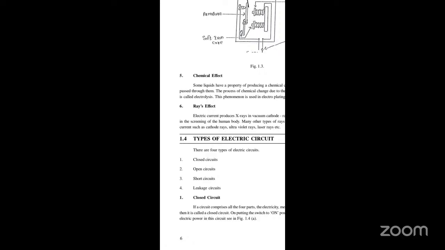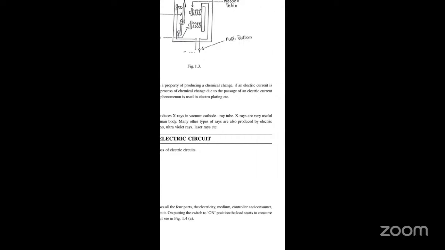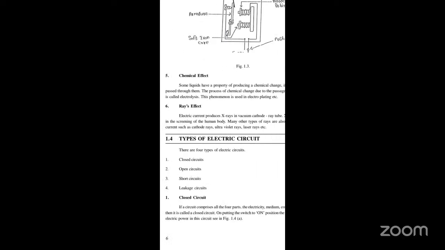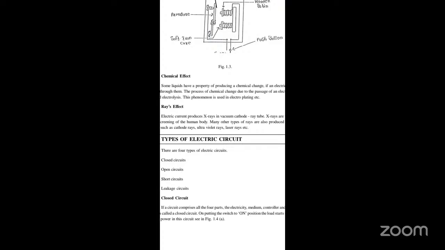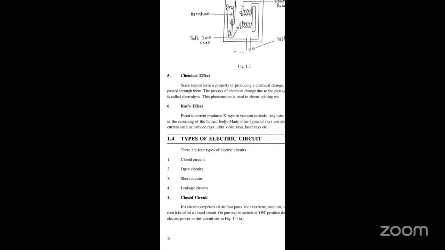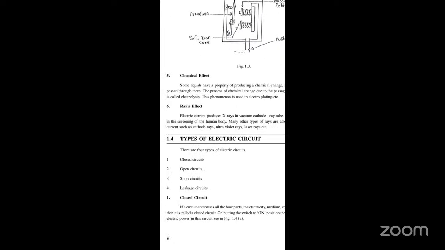So closed circuit: if a circuit comprises all the four parts, the electricity, medium, controller, and consumer, then it is called a closed circuit. On putting the switch to the on position, the load starts to consume electric power in the circuit.